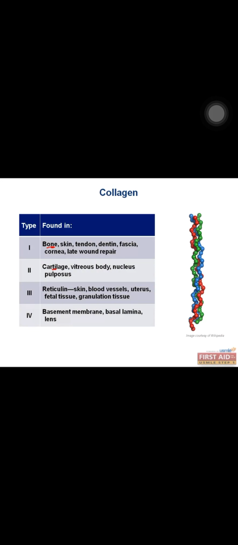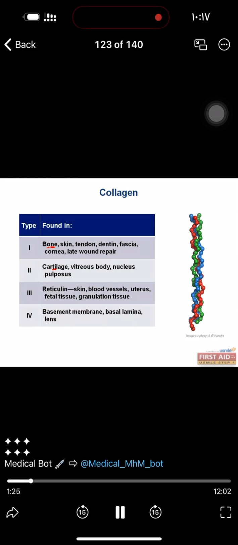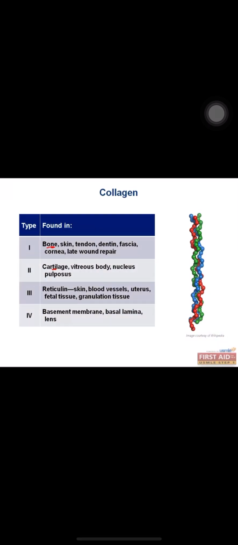Can you think of some places in the body where basement membranes are found? Important ones are the glomeruli of the kidney and the capsule of the lens. We'll talk more about that in a minute when we go through some associated diseases in more detail.